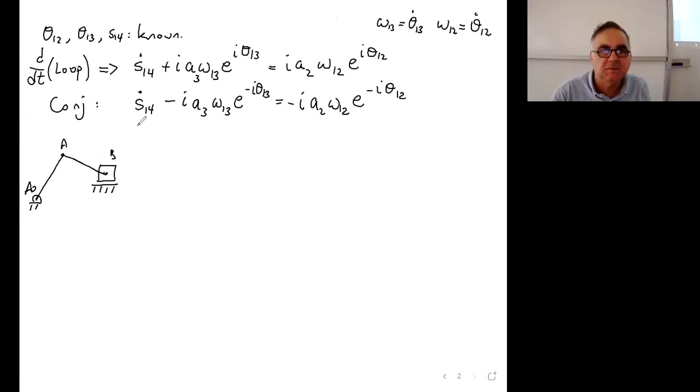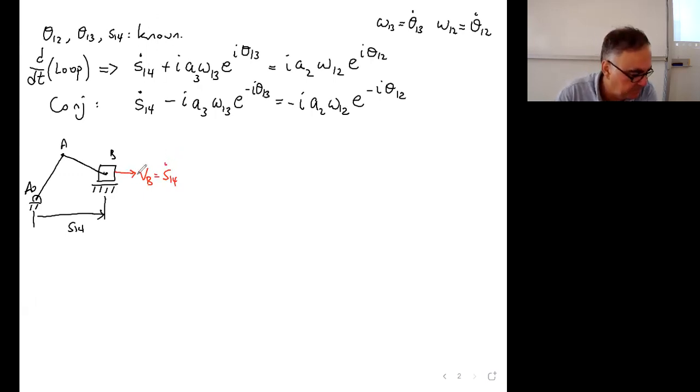So what is this? If you look at this equation, this part S14 dot, this is S14 as you remember. VB, the velocity of point B, is S14 dot. So this term is VB, okay? Well, what is this? I A2 omega 1 2 e to the I theta 1 2. Let's try to remember this.